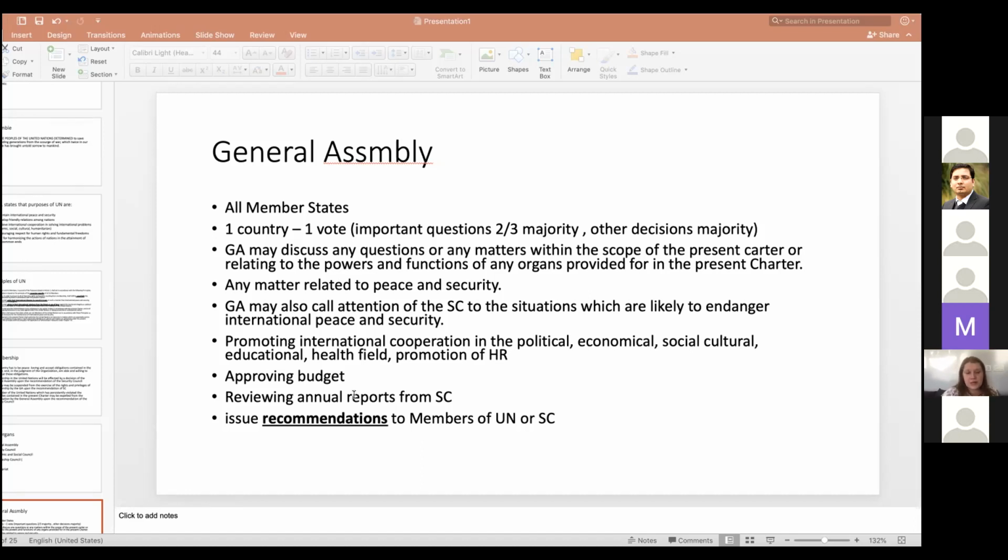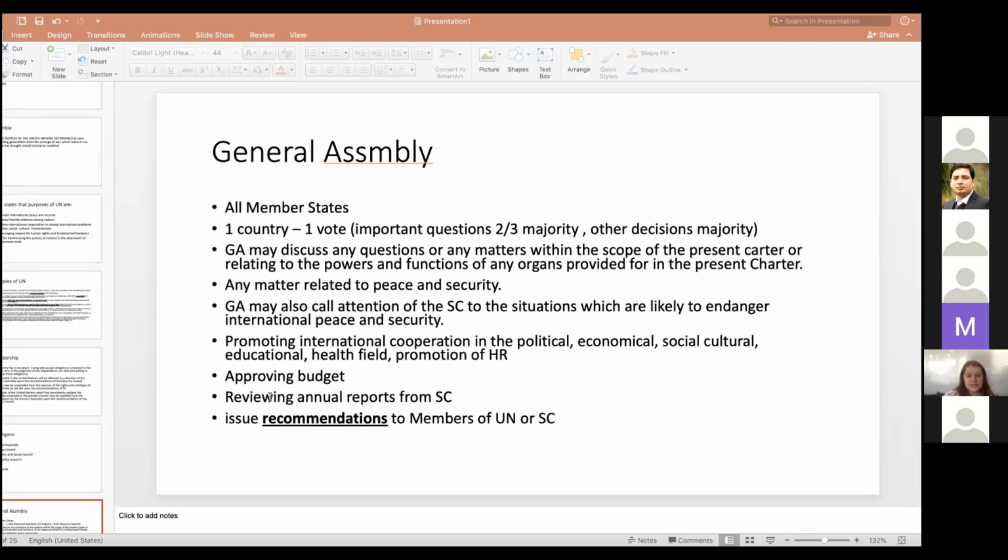Voting in the General Assembly: each member has one vote. Important questions are decided by a two-thirds majority, and other decisions by a simple majority. The UN Charter also lists what those important questions are: recommendations with respect to maintenance of international peace and security, the election of non-permanent members of the Security Council, the election of members of the Economic and Social Council, the admission of new members to the UN, the suspension of the rights and privileges of membership, and the expulsion of members.